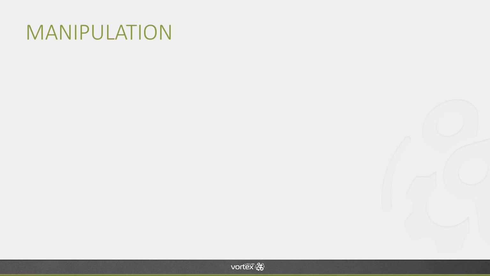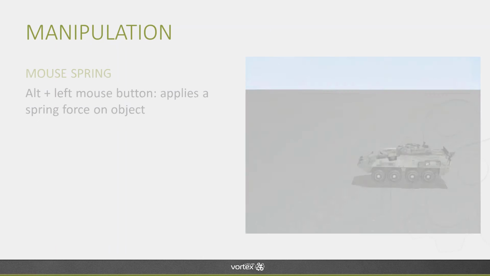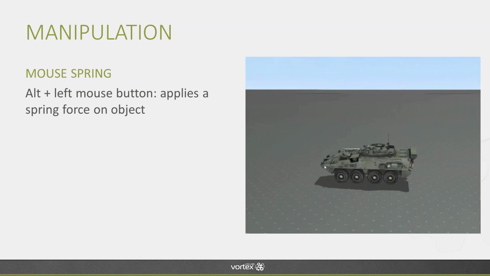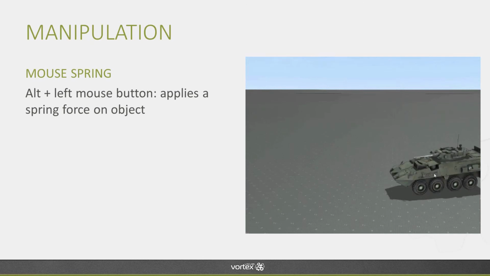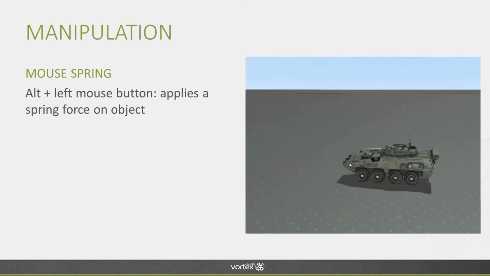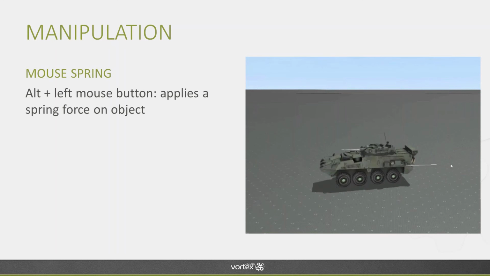Now, before we look at tools that are specifically for troubleshooting, I'd also like to come back to some manipulation shortcuts that are available in the Vortex Editor. Some of these might be familiar to you, some of these might be new, but they are especially useful when you're trying to get very precise control over the placement of objects and mechanisms in a scene that is causing you trouble. The first one is mouse spring. Mouse spring can be used with the Alt button and the left mouse button, and it allows you to apply a spring force on an object. That spring force will be based on the distance you drag it from the object.